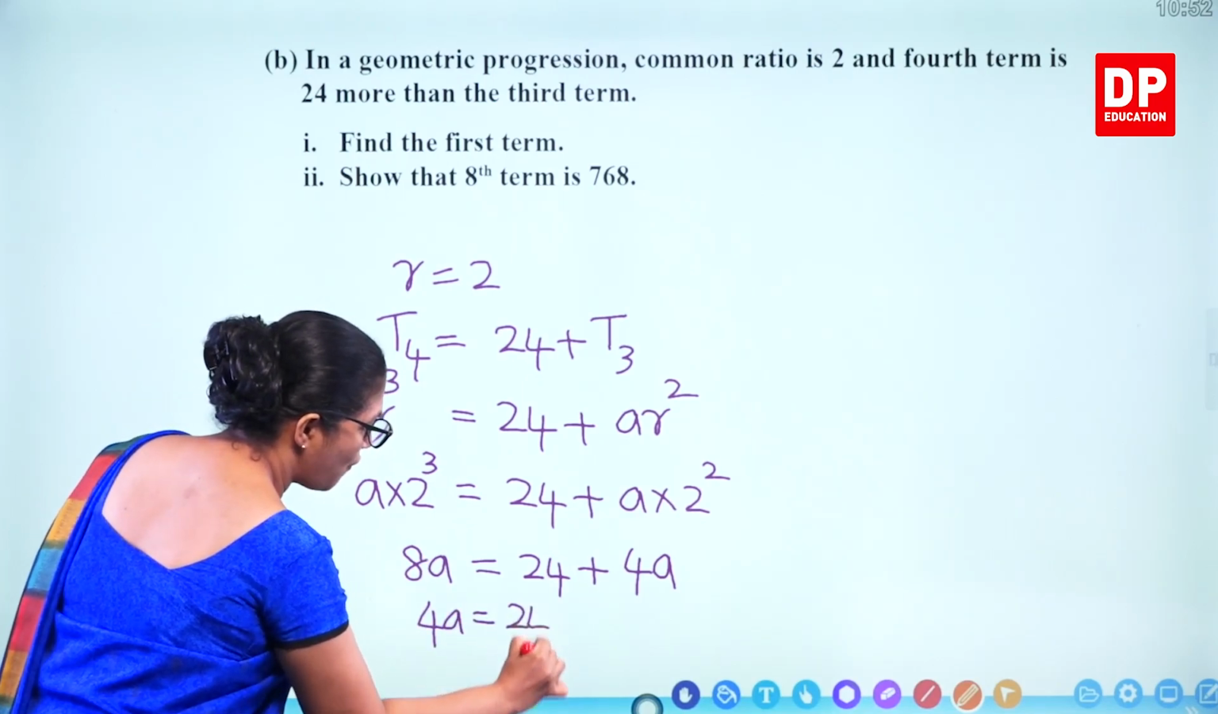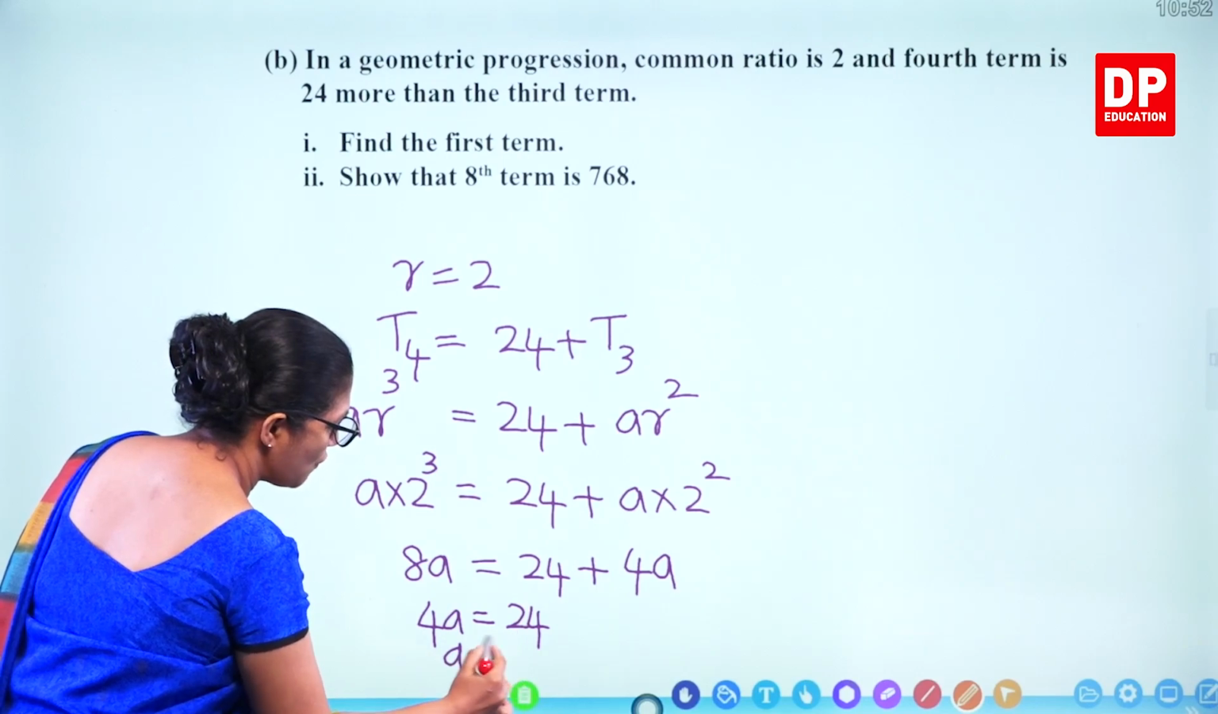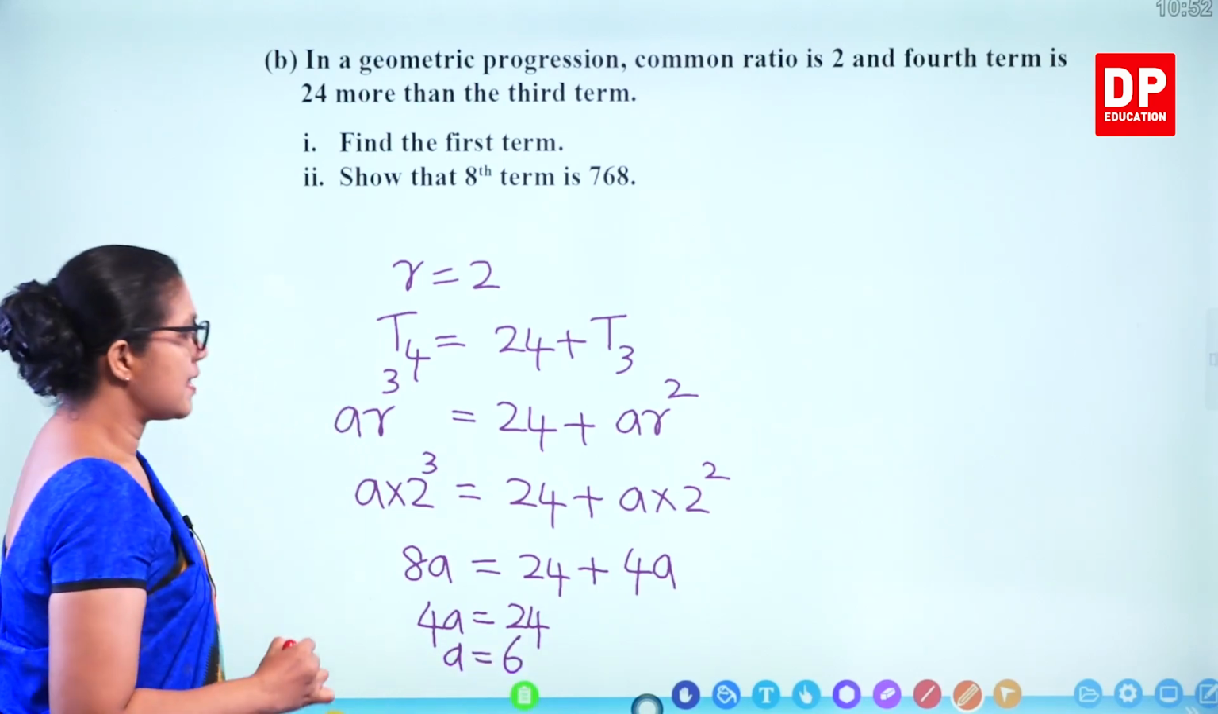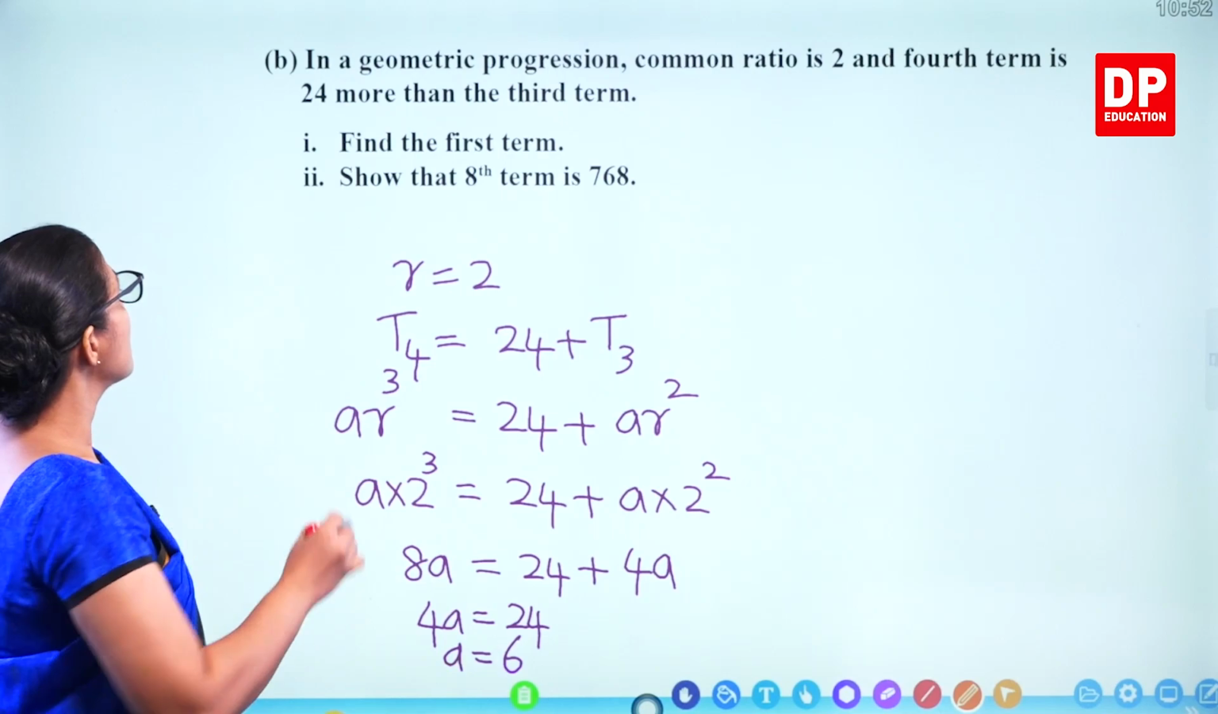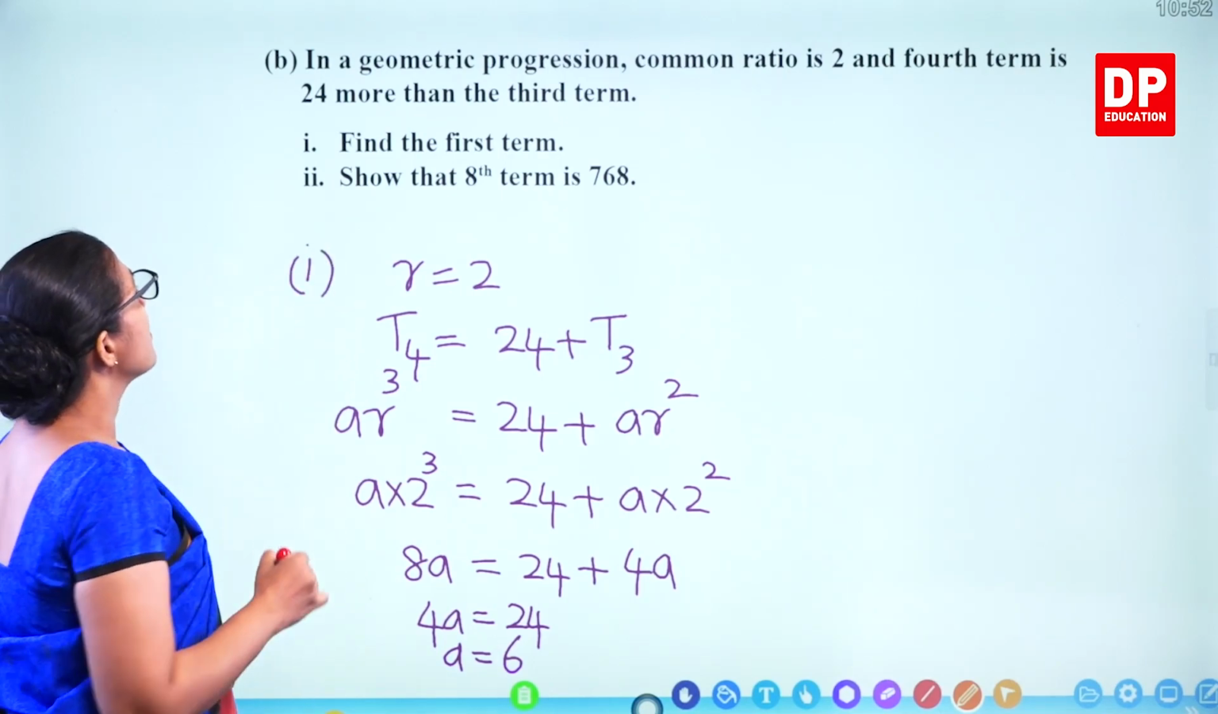4A equals 24. So what's A? 24 divided by 4, that's 6. The first term is 6. So that's the first part.